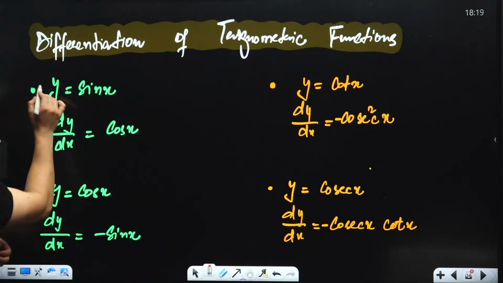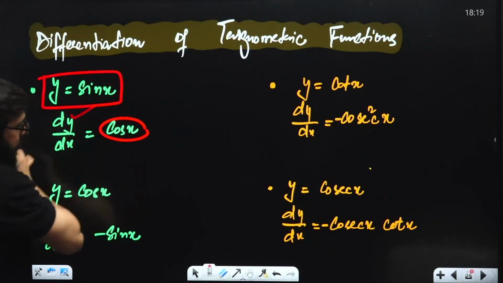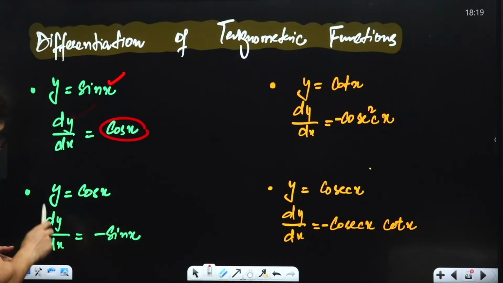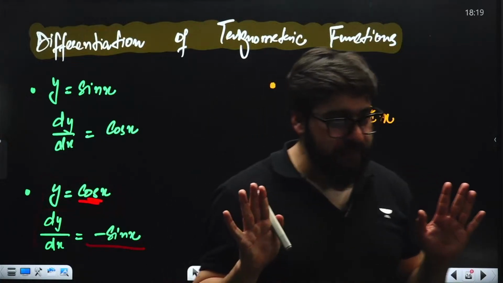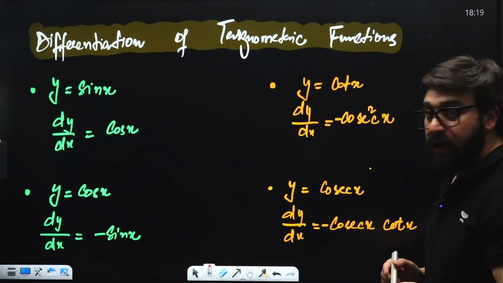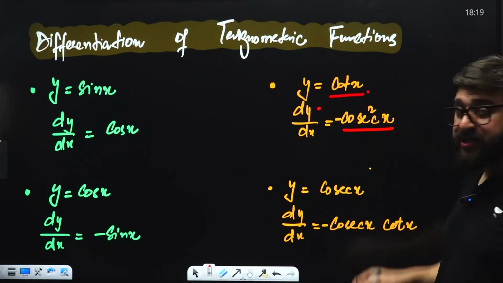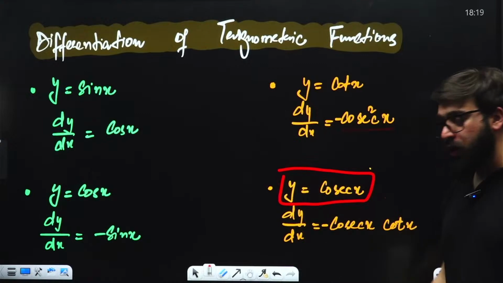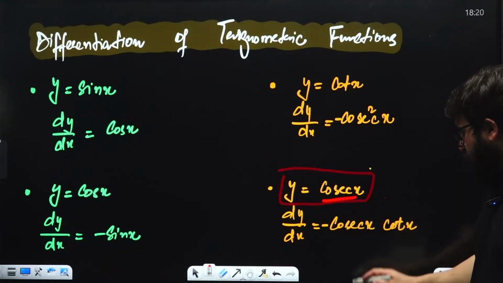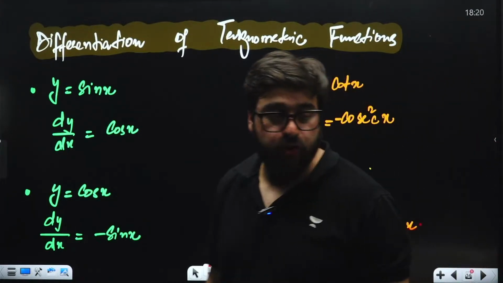So I say, if y is equal to sine of x, differentiation of sine x will be simply cos x. And if y is equal to cos of x, differentiation of cos x will be simply minus sine of x. I directly remember this as it is. Next, if y is equal to cot of x, differentiation of cot x is minus cosec square of x. If y is equal to cosec of x, differentiation of cosec x is minus cosec x cot x.